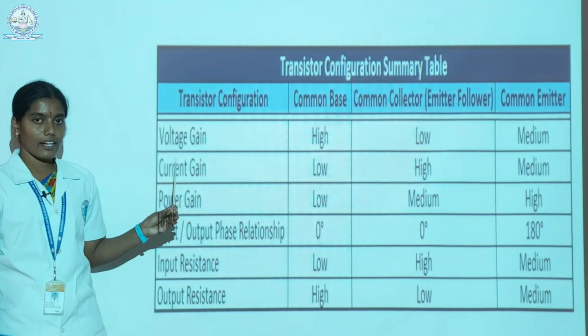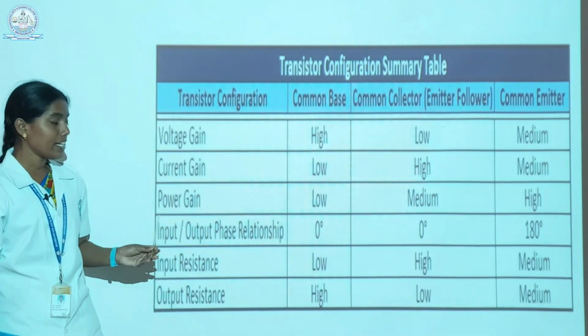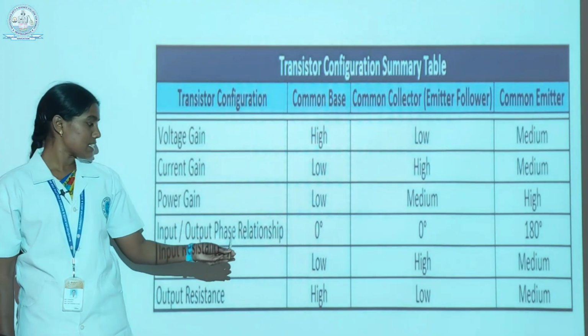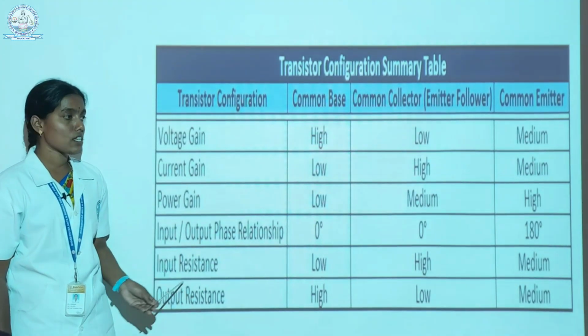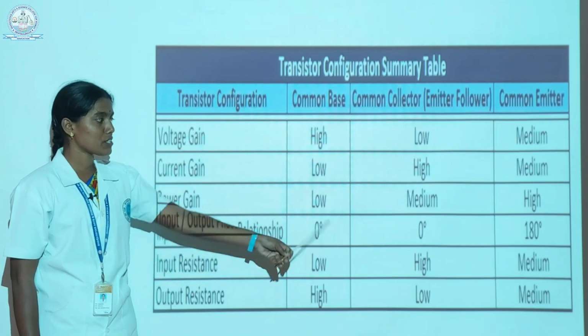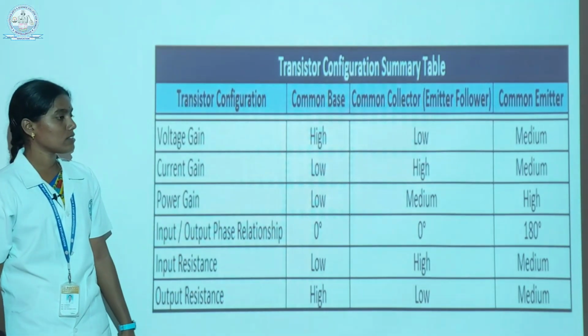The table presents voltage gain, current gain and power gain, the input-output phase relations, and the input resistance and output resistance.